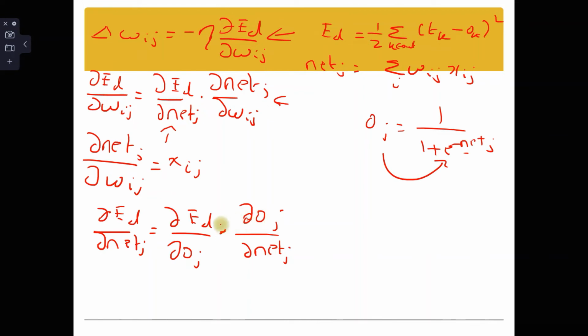The next step is to start doing the partial derivative of del Ed by del oj, and the same thing we're going to do for del oj by del net j. Let's start with this one first. Maybe I'll move on to the next slide here. Del Ed by del oj. Now, how do we get del Ed by del oj? How do we know what Ed by oj represents?